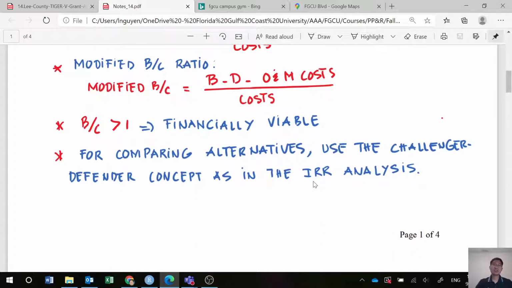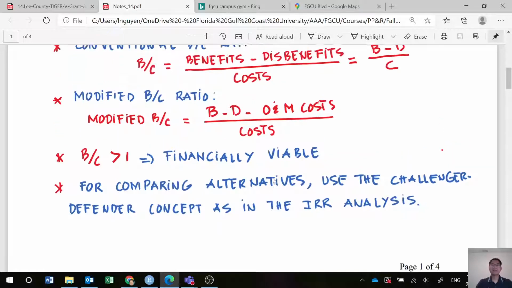For comparing alternatives, use the challenger and defender concept that we already discussed in the IRR analysis. For this lesson, I'm not going to demonstrate comparing alternatives with B over C, but in the additional practice problem we have that for you. Practice that, and the solution is on Canvas, so that you can see and use the challenger defender concept for benefit cost analysis, similar to what we do in IRR analysis. Keep that in mind.